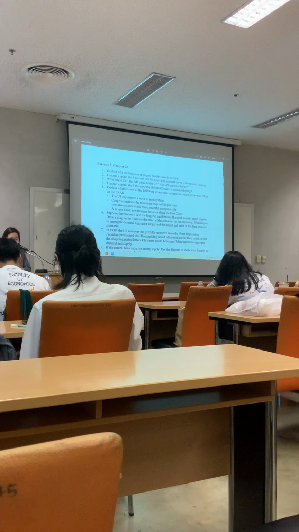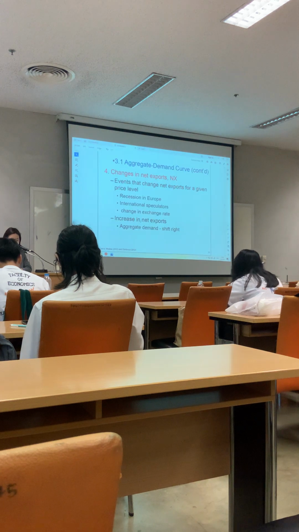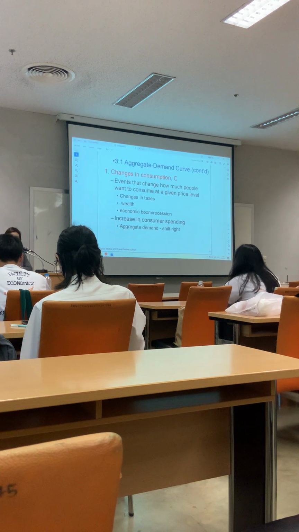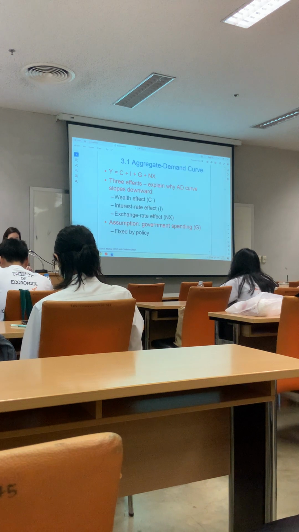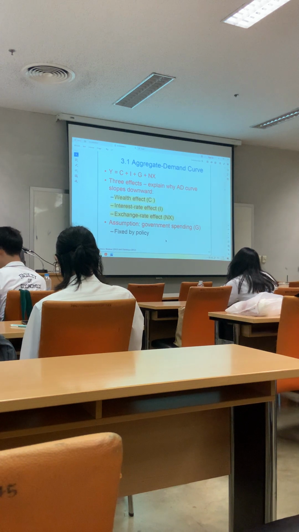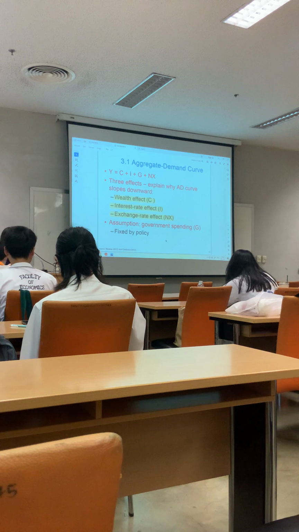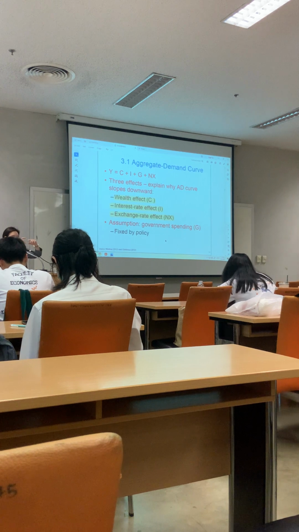Second, list and explain 3 reasons that the AD curve is downward sloping. I don't need to tell you again because I already told you in the slide. There are 3 reasons why the AD curve has a negative slope. We can explain them by wealth effects, interest rate effects, and exchange rate effects. Every time you explain the slope of the graph, we just begin with a price change.